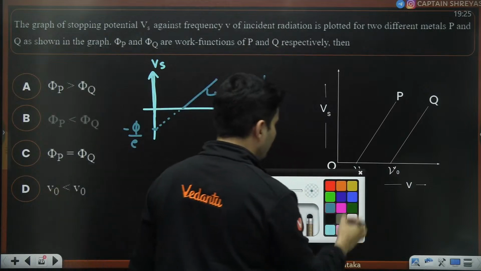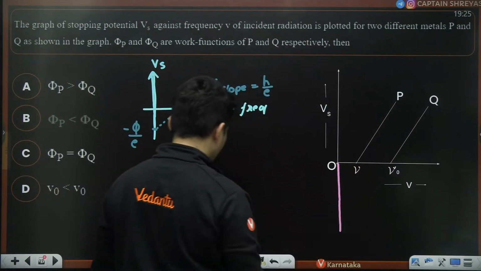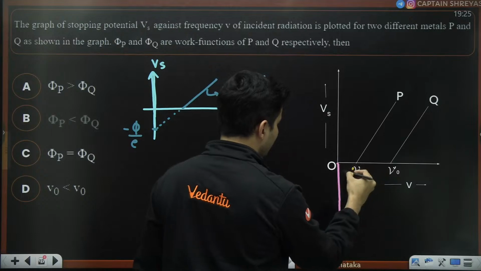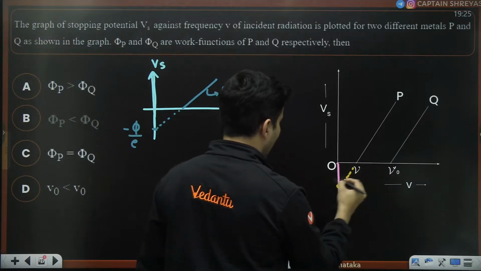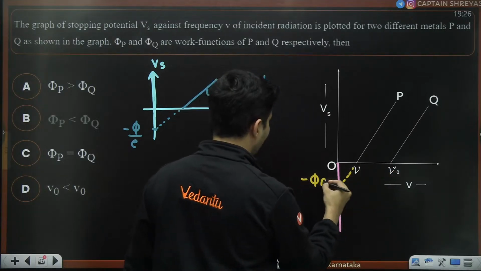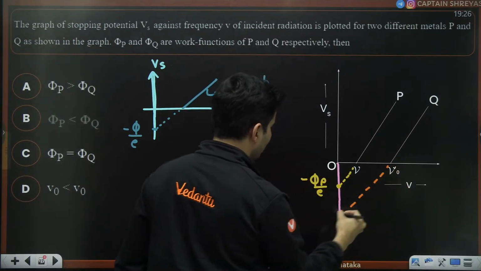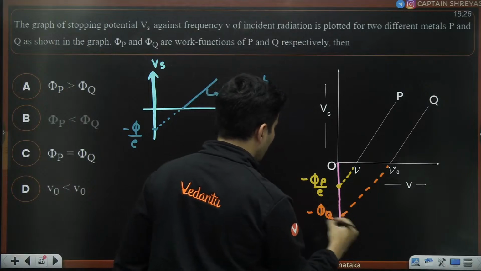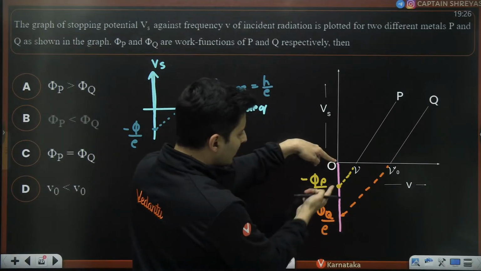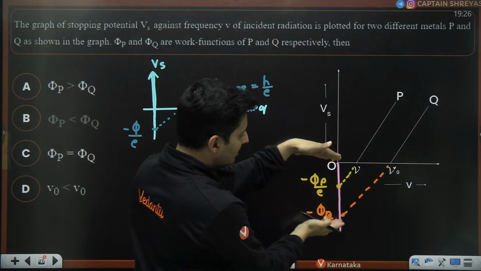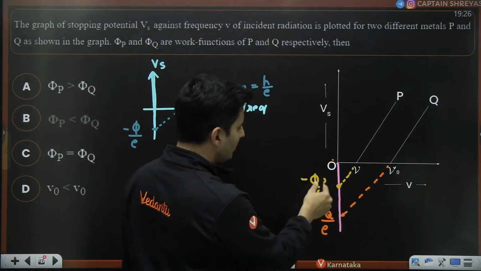So all you need to do is extend this line over here, and quickly you will realize that this intercepts here, and this is minus phi p by E, and this particular thing intercepts here. This is minus phi q by E. Obviously, this is more, this is less. This is a small distance, this is a big distance. So this should be more.